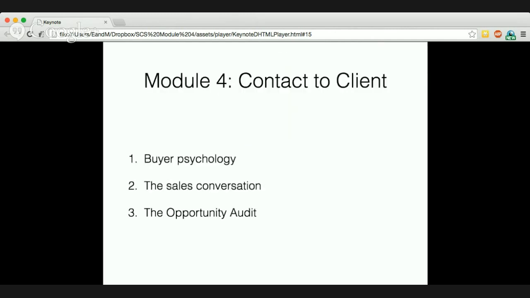All right, today, we're talking about getting a contact into a client. How do you convert friends and contacts into people that buy from you? We're going to look at the buyer psychology. We're looking at the sales conversation. How do you act? What do you say? And a tool I use called the opportunity audit.